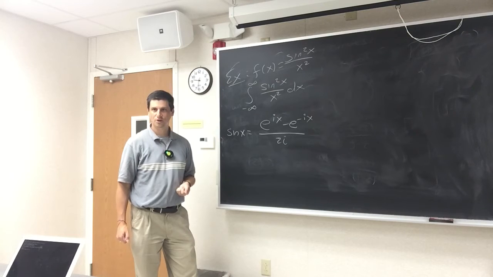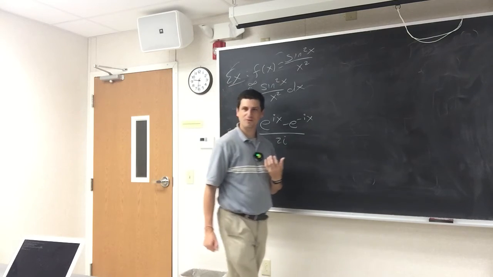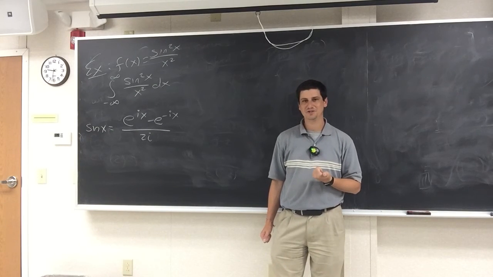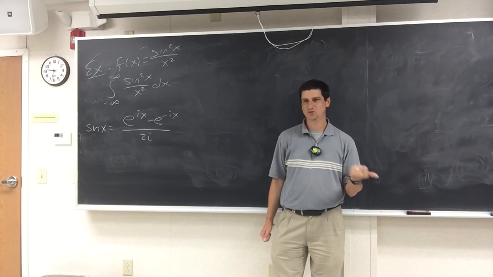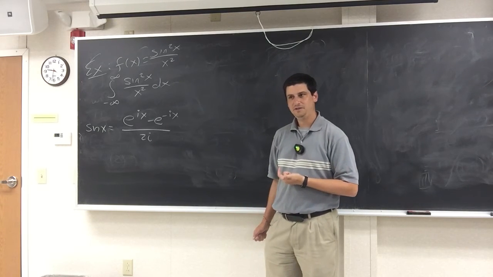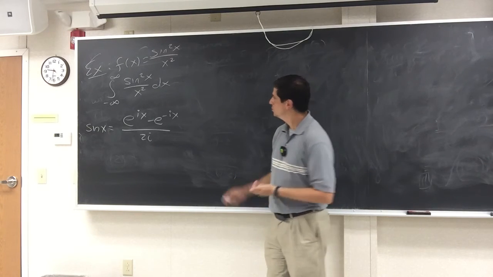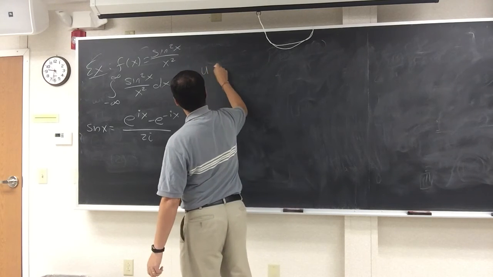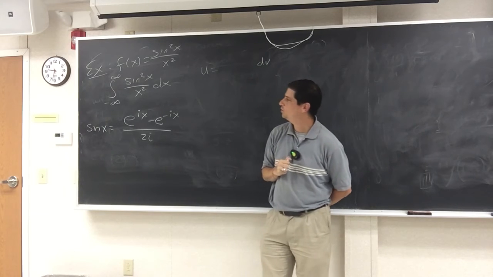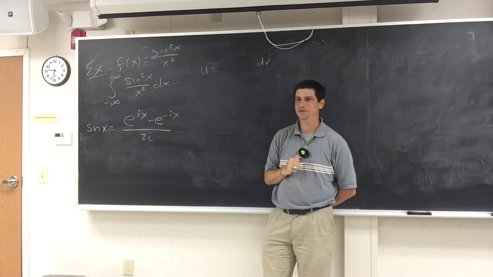Okay? What are our 2 favorite techniques of integrating real-valued functions? Integration by parts. And there's one other. U substitution. Okay? So we've got u dv. Well, what do you want for u? What do you want for dv? Any thoughts?